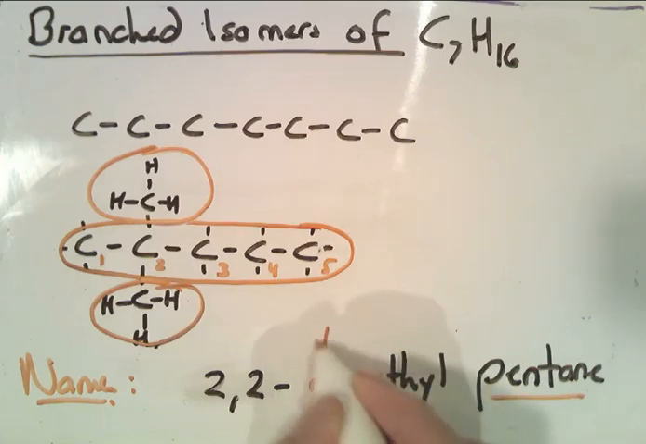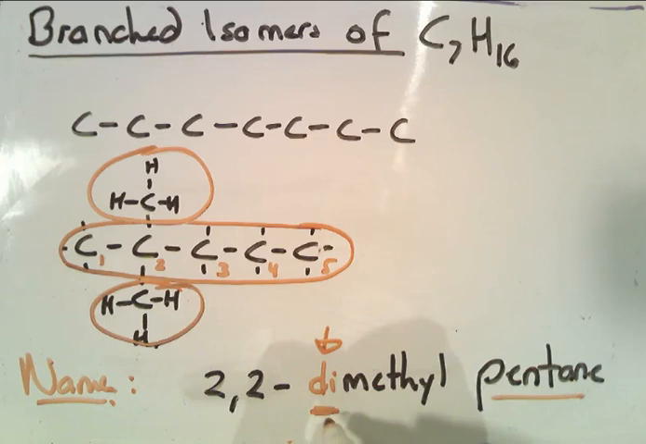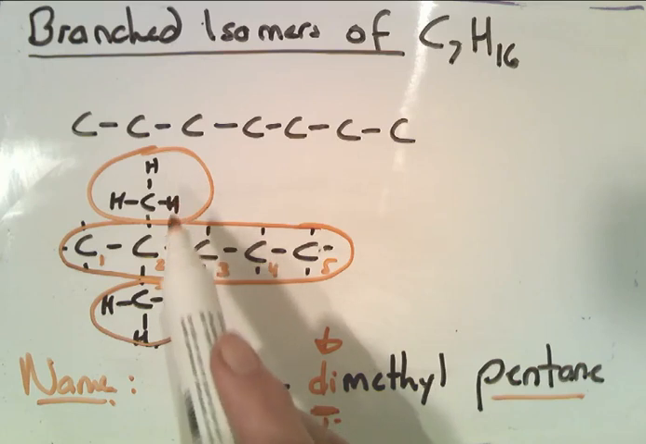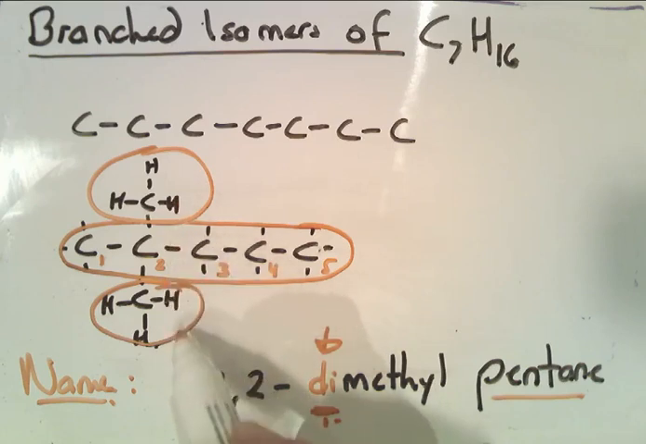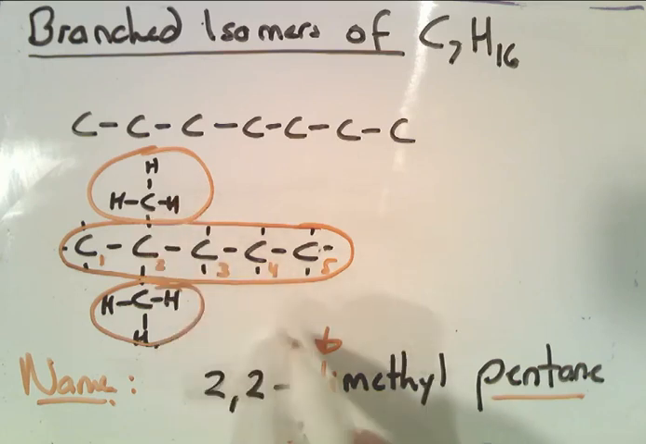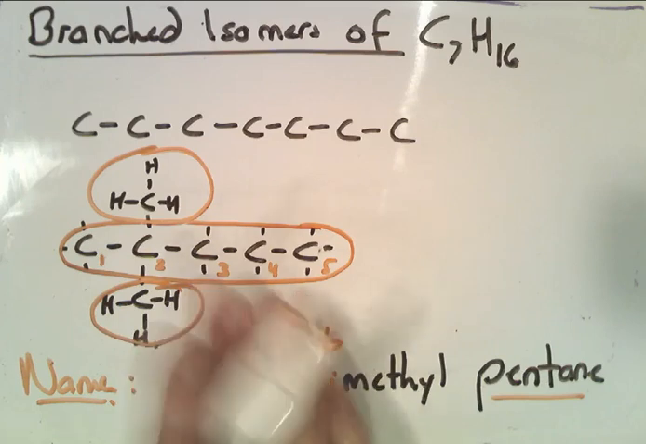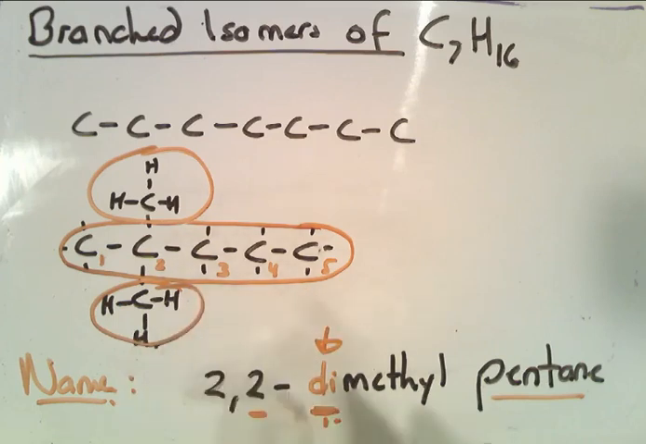I've highlighted that because that's a common mistake. People remember to do the numbers, but they'll forget the di. So there's 2 methyl groups, but you need to say which carbon they're on. So both of them are on the second carbon. So the second mistake people do is they go 2, and they only do that once. They don't do this other 2. So it's 2,2-dimethylpentane.